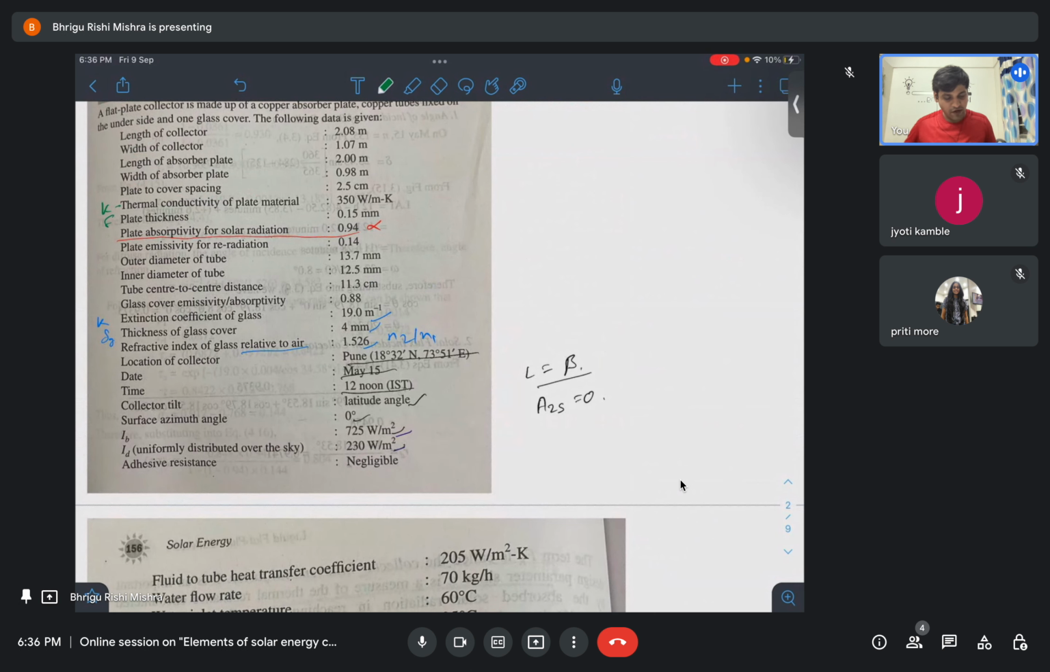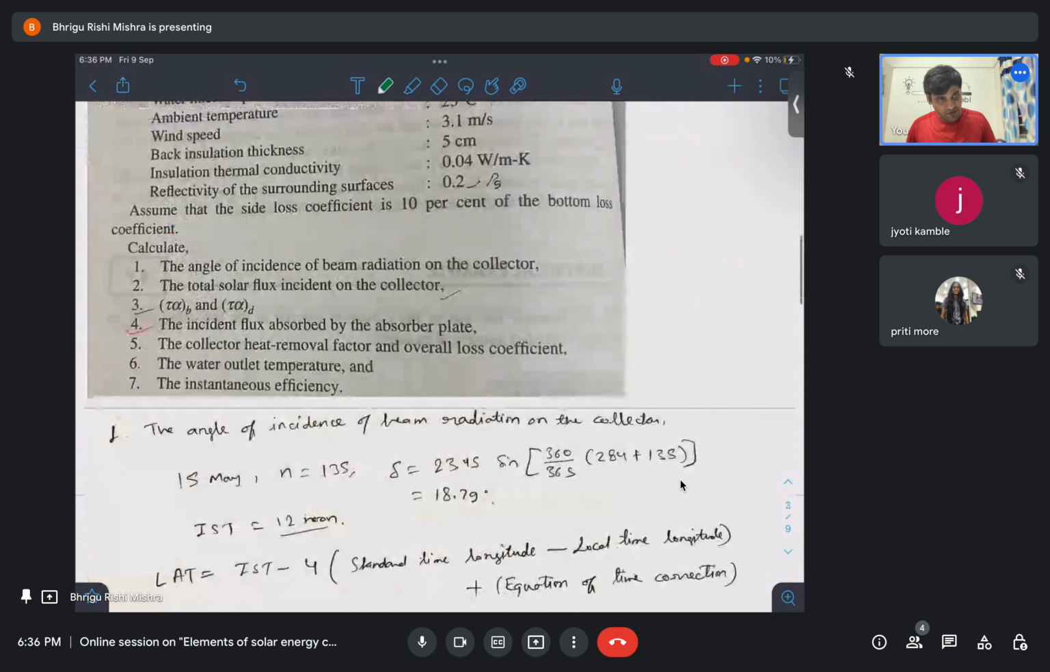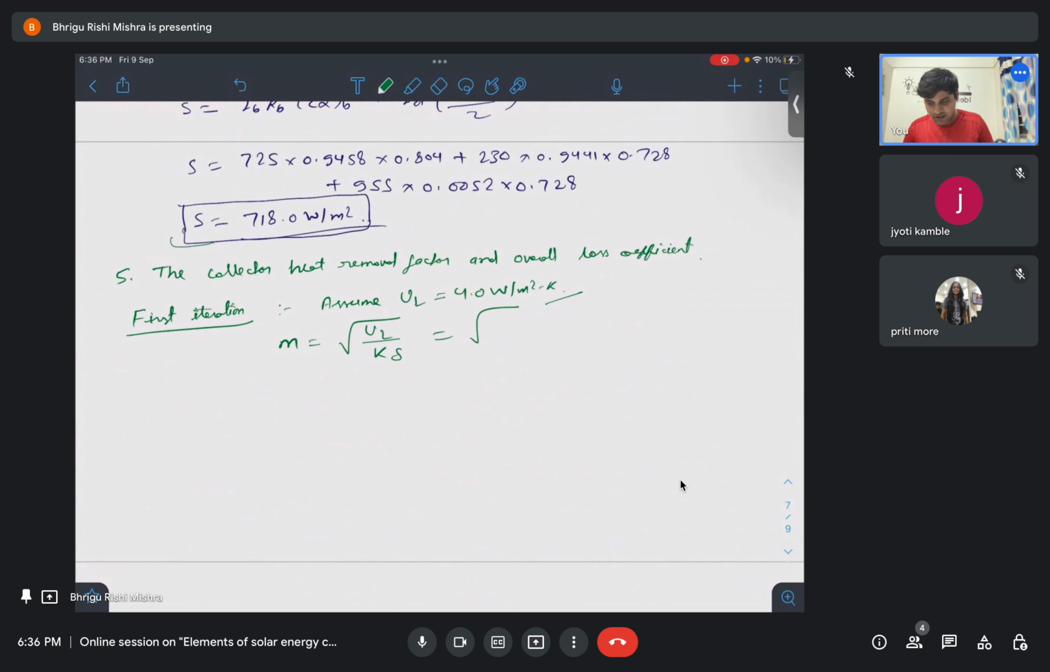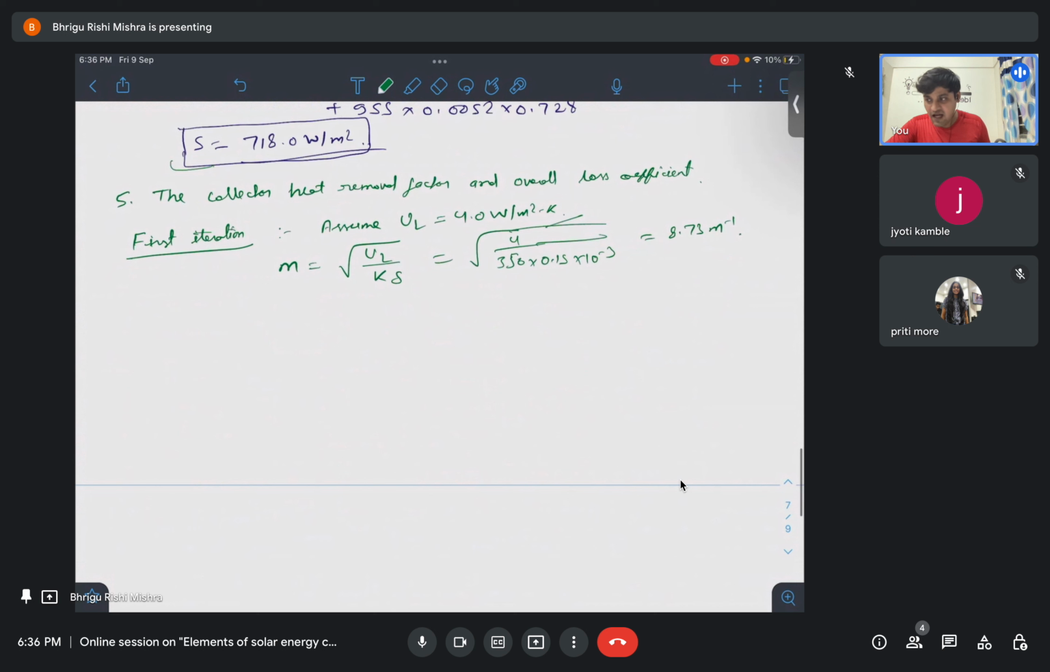Yeah, the plate thickness delta is 0.15 mm. So from these data we can calculate m, and it comes around 4 by 350 into 0.15. It is in mm, so we have to convert it into meters, since K is given in watt per meter per Kelvin, so it turns out to be 8.73 per meter. Then we have to calculate the fin efficiency.